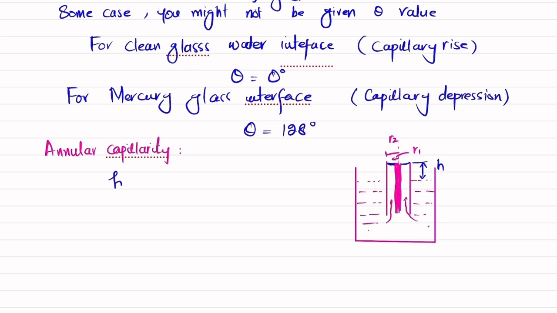So in order to find this capillary rise or fall in annular capillarity, we have the formula 2 sigma cos theta divided by rho g into (R2 minus R1). So theta is the contact angle, sigma is surface tension, rho is density, and g is acceleration due to gravity. R2 is the outer radius and R1 is the inner radius of this annular tube. And this theta can be measured in the same manner as we did in the capillary tube.